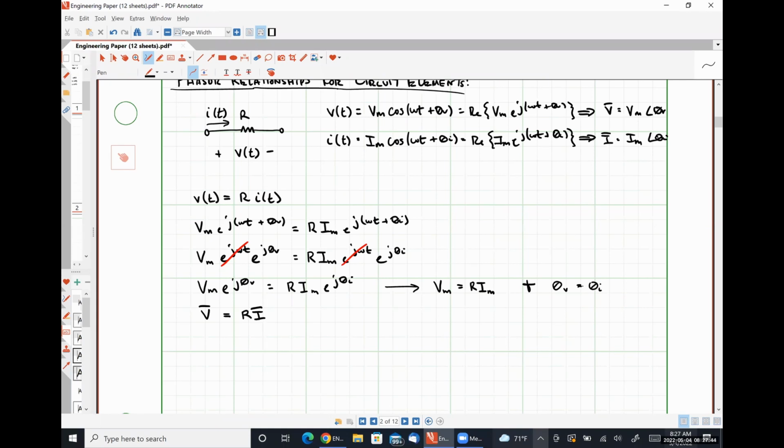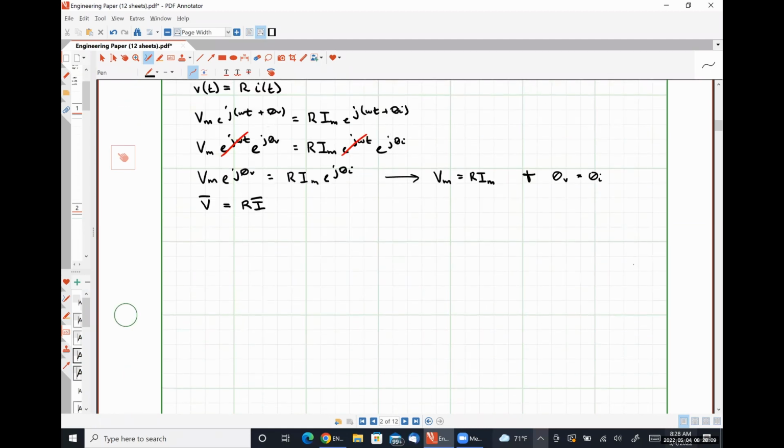We have our generic relationship, phasor voltage V is equal to R times phasor current I, just good old Ohm's law. We know that the magnitude of the voltage drop across a resistor is equal to the resistor value times the magnitude of the current flowing through the resistor. And we know that the phase angle of the voltage and the phase angle of the current have to be the same thing.